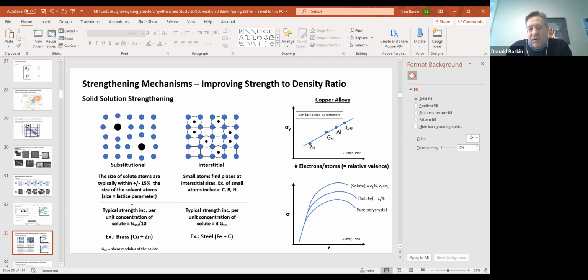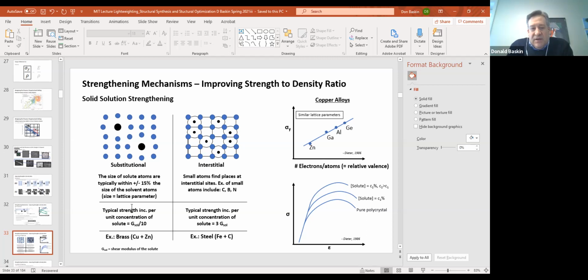And even more important, as you add more solute, you take up more interstitial locations and you can increase the strength even more. The example of an interstitial material is steel. It's carbon in the interstitial positions in the iron lattice. And then we also talked about brass, which is copper with zinc atoms that take up lattice locations. That's a substitutional solid solution.